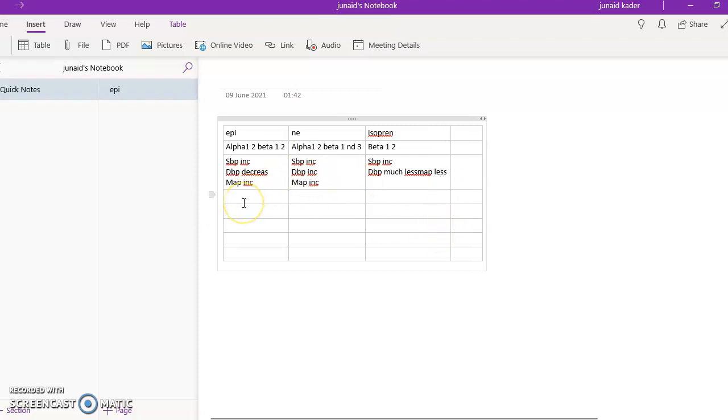So now we will check into the heart rate. First about epinephrine. In case of epinephrine, heart rate will increase because diastolic BP decreases due to vasodilation. Because of this vasodilatation, there will be reflex tachycardia. In case of norepinephrine, there will be bradycardia. Initially, for a small period, there will be tachycardia, then there will be reflex bradycardia. In isoprenaline, there will be much more tachycardia.